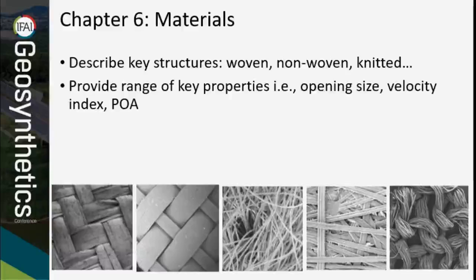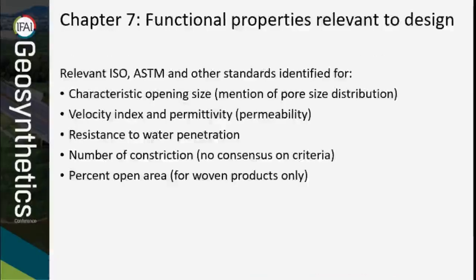We have a chapter describing the materials, the key structures, so woven, non-woven, knitted, and we also provide a range of key properties: opening size, velocity index, which is a permittivity in the ISO world, percent open area, POA. We also discuss the number of constrictions and so on. So we discuss the different material properties.